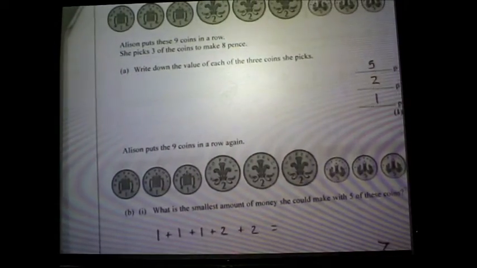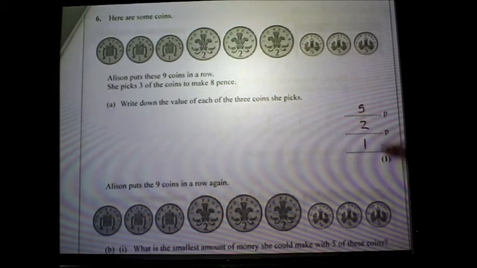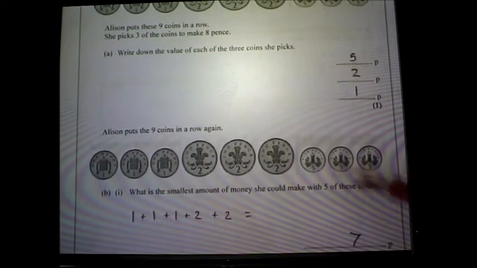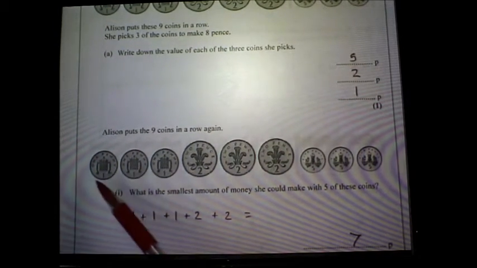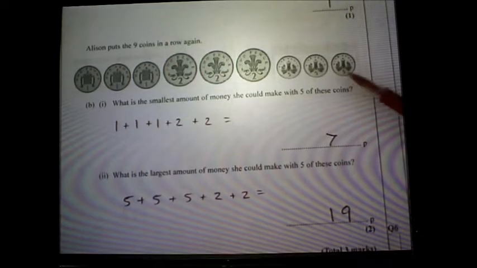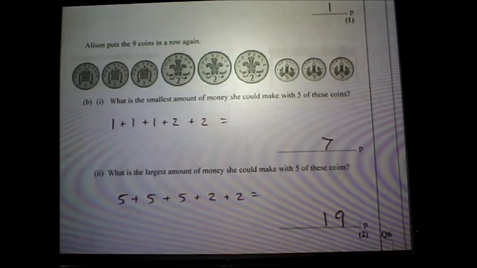Question number 6. The value she wants to make: 8p, 5p, 2p, 1p. That's the only way you can make it. Next one, she got the same 5 coins. What's the smallest amount of money she could make? Take the smallest ones, so 1p, 1p, 1p, then a couple of 2p's, and it's 7p. And the highest amount, do the opposite, take the 3 most valuable coins, then top it up with the 2p's, so it should give you 19p.